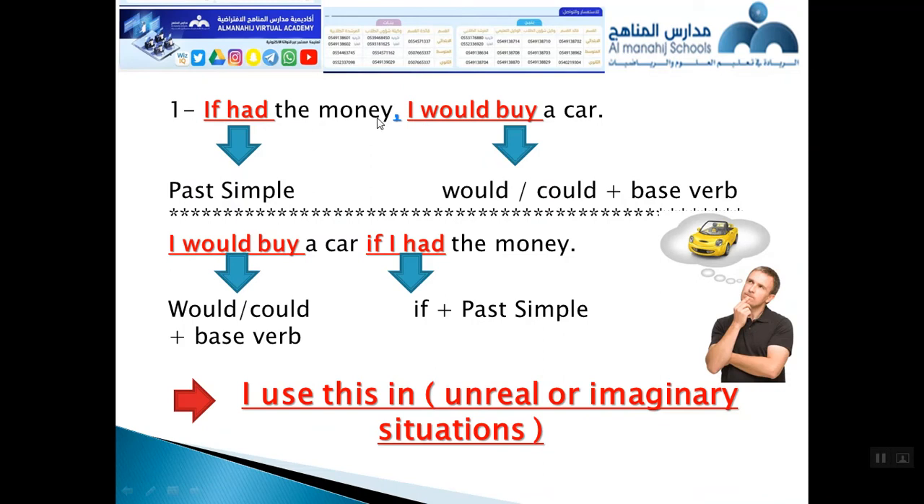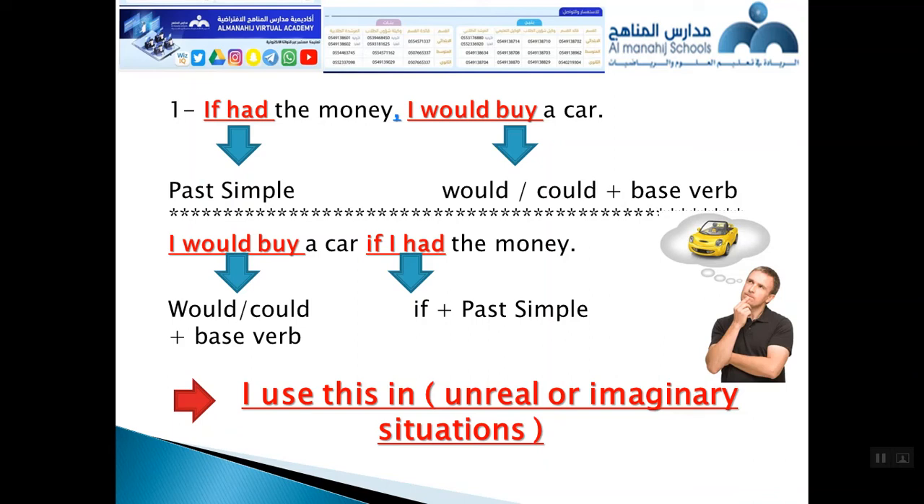Here I have another example. If I had the money, I would buy a car. If I had here is past simple tense, like here, past simple tense. Look here, I would buy. Also, I can use here, instead of would, I can use could. I could buy a car. But here, he is just imagining. He imagines that he would buy a car, but he really doesn't have any money or doesn't have enough money to buy a car, but just he is imagining.